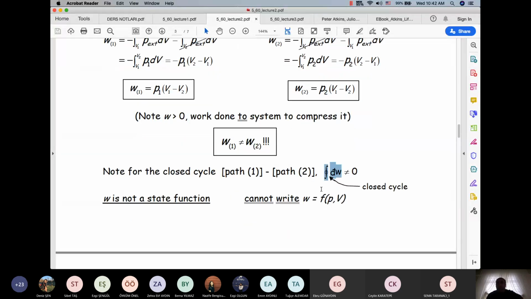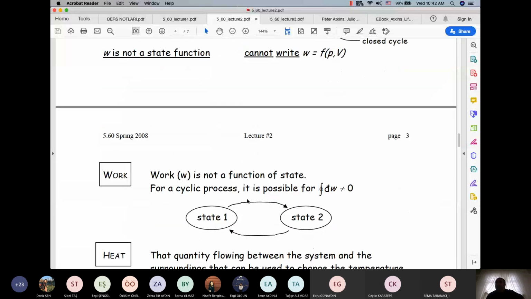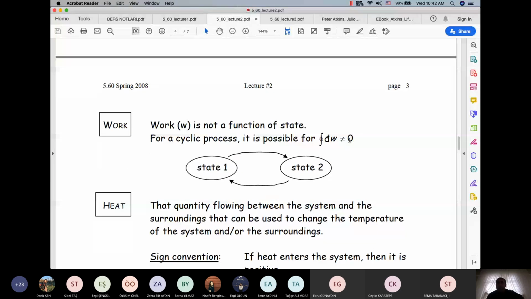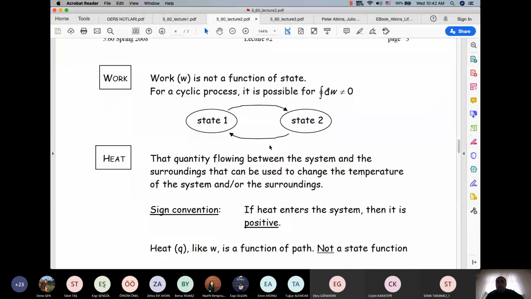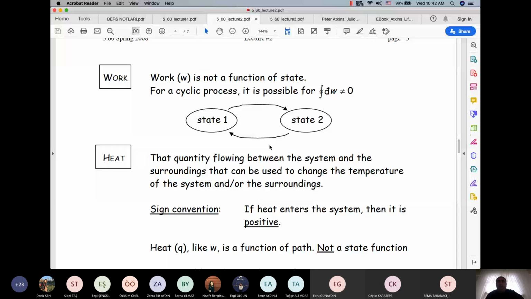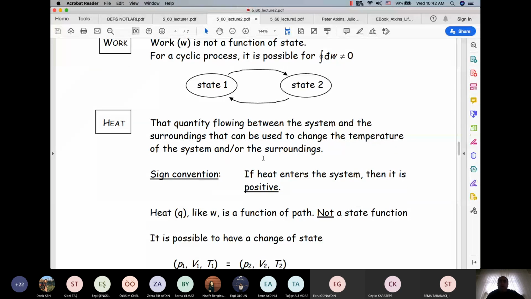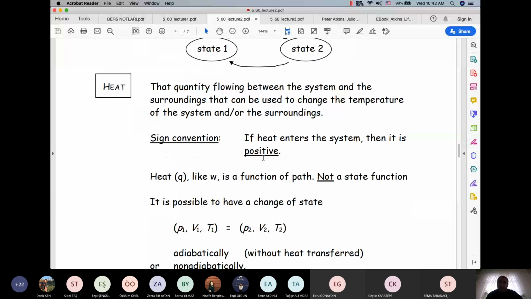So work is not a function of state. For a cyclic process, it is possible to get non-zero work between state 1 to state 2 cycle. Heat is just like work. That quantity flowing between system and surroundings can be used to change temperature of the system and surroundings. Just like work, the heat is also path dependent. It's not a state variable.